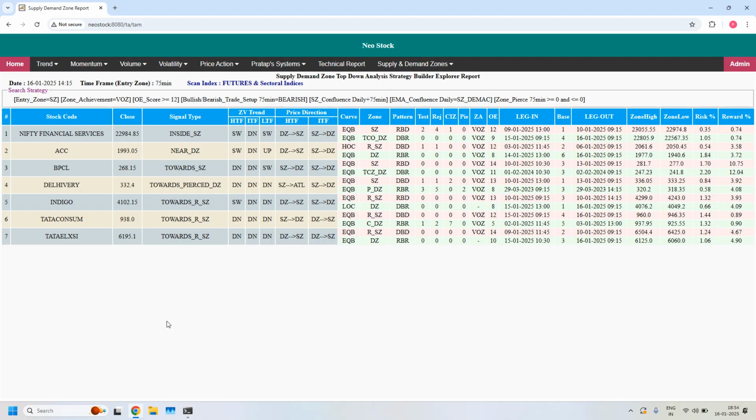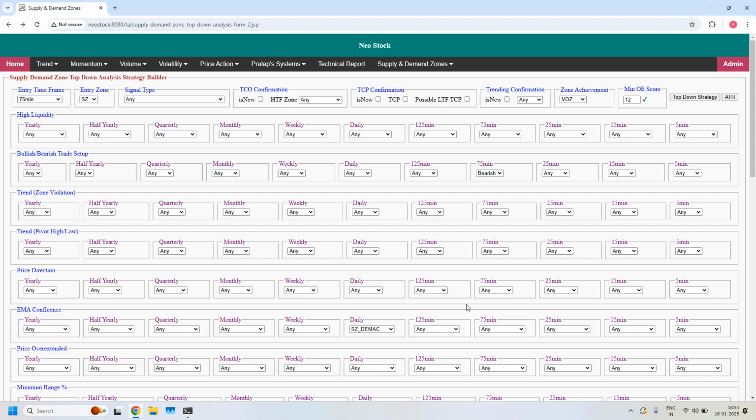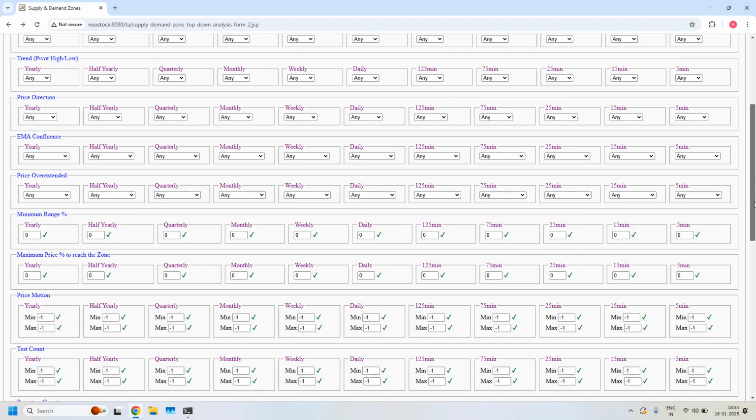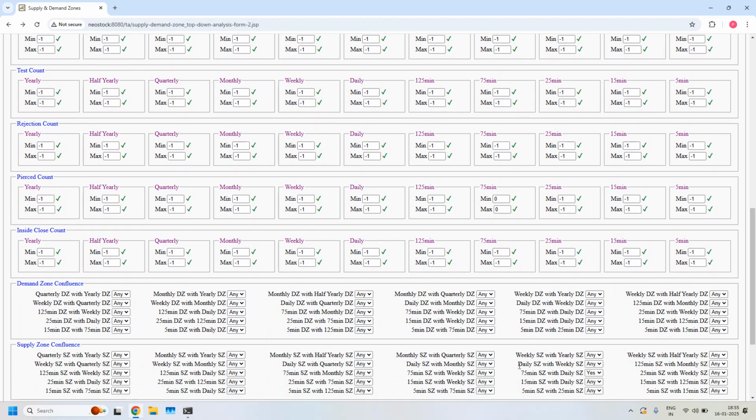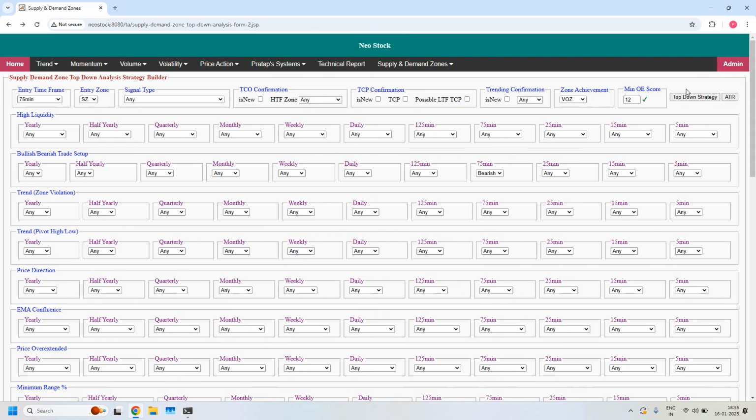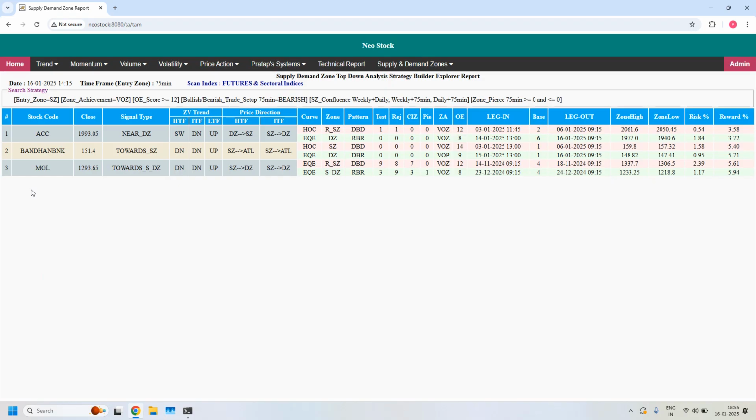Okay, the next filter is LTF, ITF, HTF supply zone confluence. I am removing this EMA filter. In the supply zone confluence, we should set 3 filters. First filter is already enabled, that is 75 with daily. Second filter, 75 minute supply zone with weekly supply zone confluence. Third filter, daily supply zone with weekly supply zone confluence. With all the 3 filters, LTF, ITF, HTF supply zone confluence, we got 3 stocks.